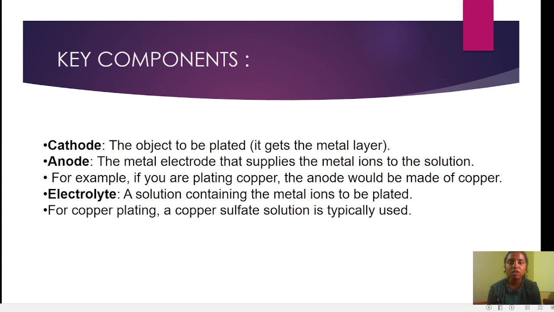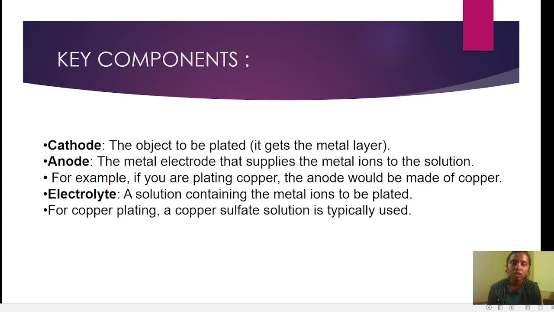Let me look over the key components. The key components are cathode, anode, and electrolyte. These three are the key components. What is a cathode, what is an anode, and what is an electrolyte? The cathode is the object to be plated. The object to be plated is called the cathode.